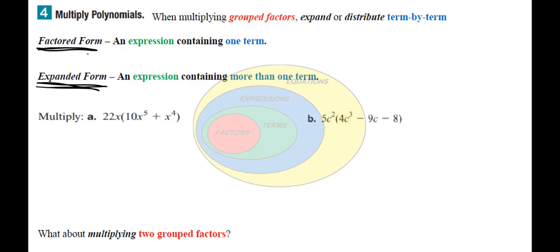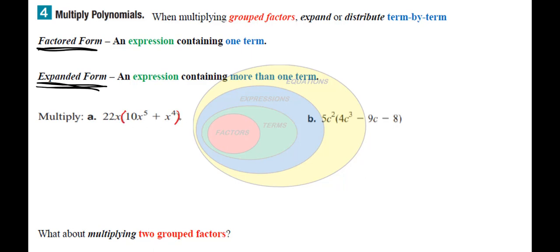If an expression is in factored form, it's just one term, with no plus or minus outside of grouping symbols. If it's in expanded form, then the expression contains more than one term. I'm going to be using those terms when I go through this. So the first one, we notice this is actually one term, so there is no plus or minus outside of parentheses.